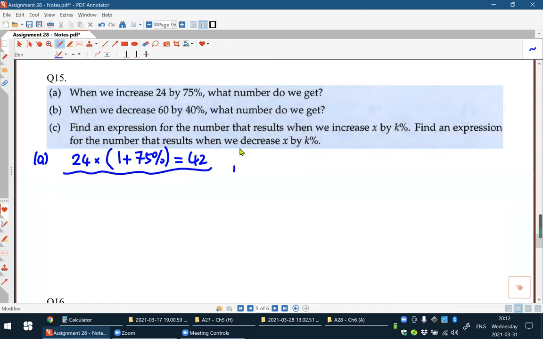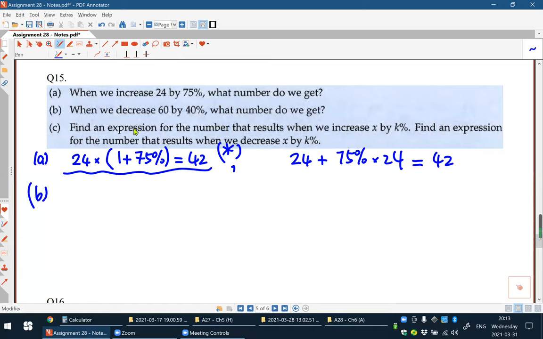Of course, this is method one. You can also find this number using the second method. The second method: 24 is the original number, and we increase it by 75%. That means 24 increased by 75% of 24. So 75% times 24, the result is the same, which is also 42. So you can use either method. I strongly suggest you use the first one because sometimes it looks simpler.